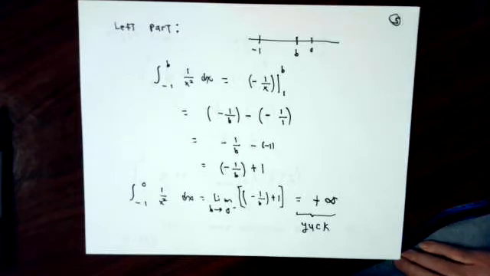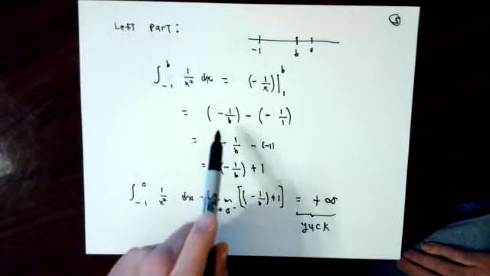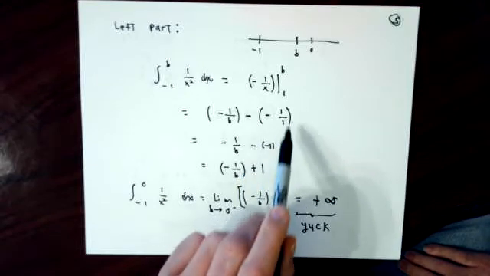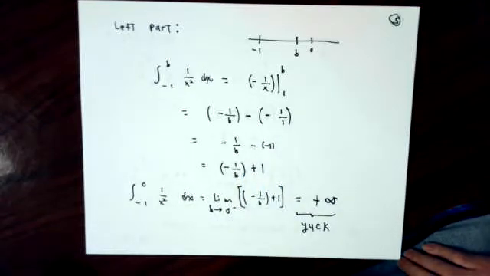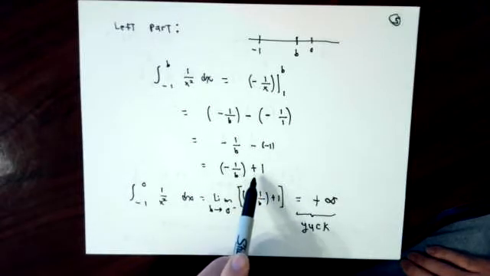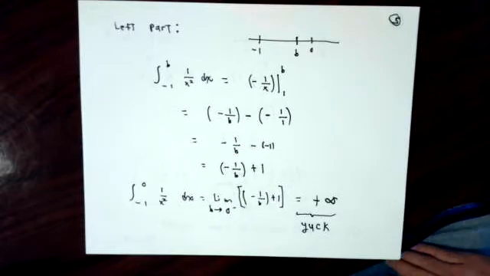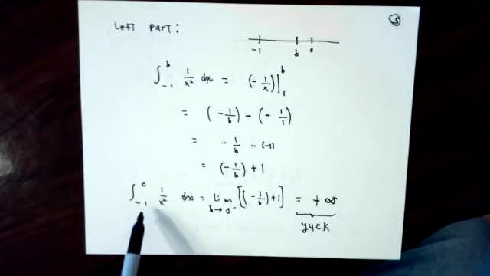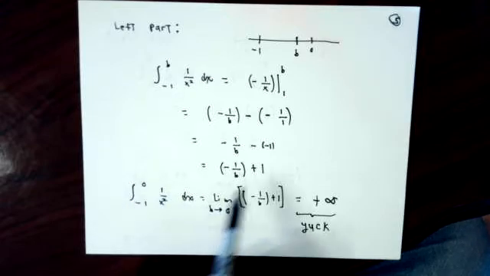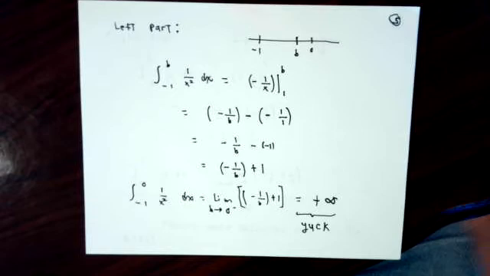Evaluate at b and -1, and you get the negative of 1 over b minus the negative of 1 over 1. 1 over 1 is 1. The negative of that's -1. And when you subtract -1, it's the same thing as adding +1. So if I want to integrate from -1 to 0, 1 over x squared dx, I'm going to take this quantity and I'm going to take the limit of it as the b approaches 0 from the negative side.